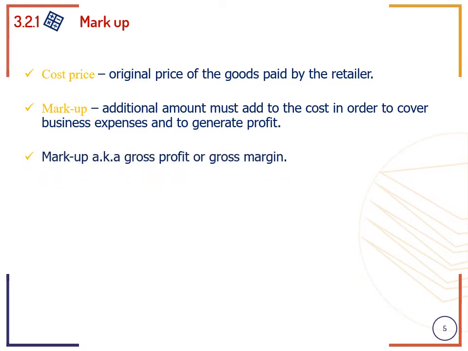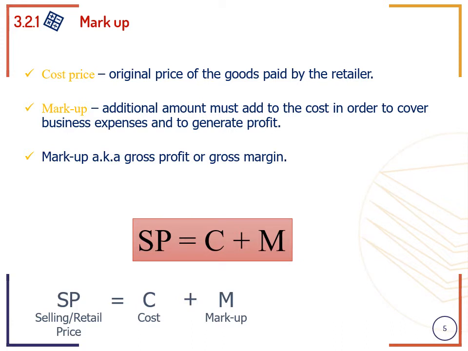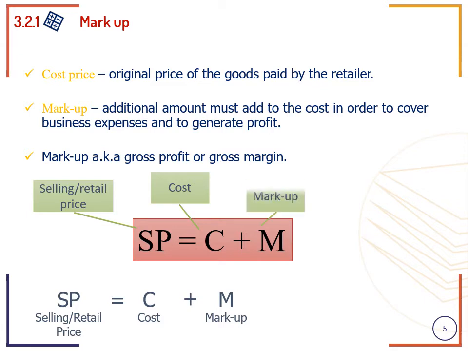Markup is also known as gross profit or gross margin. The sum of the cost and markup is the retail or selling price. In other words, markup is the difference between the retail price and the cost price. That is SP = C + M, where SP stands for selling price or retail price, C stands for cost price, and M stands for markup.